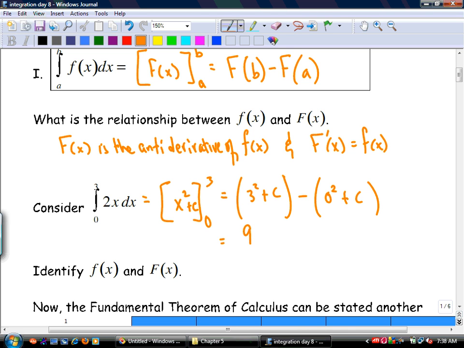But what I want you to do is to identify what little f of x is and what big F of x is. So you will do this, you go, there's little f of x, and there's big F of x.